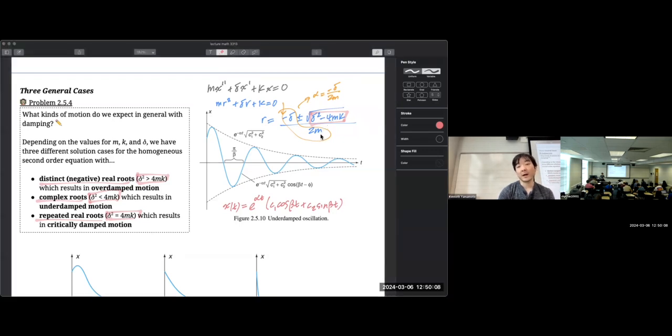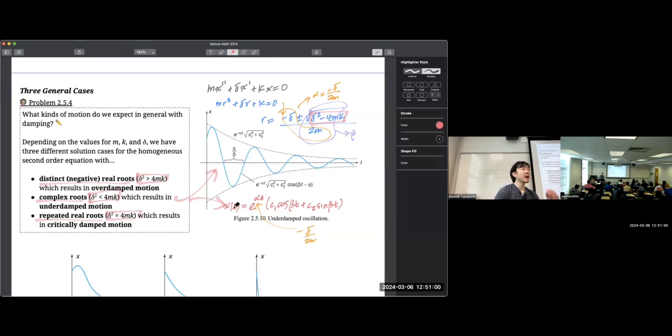If there was a negative number inside the square root, then the beta will come from this part right here, the negative part. Your alpha is going to be negative delta over 2m. That would have been the real part. So it's going to look like oscillations multiplied by e to the negative delta over 2m times t. That's an exponential decay. So you have a bunch of sinusoidals multiplied by an exponentially decaying amplitude. That's going to give you this graph, because this is the solution for complex roots.